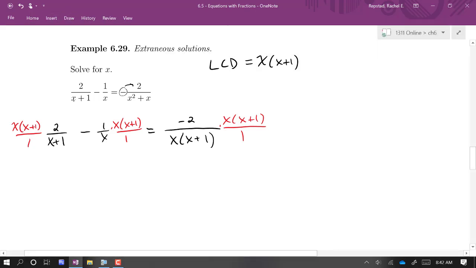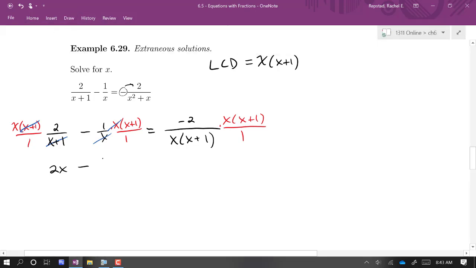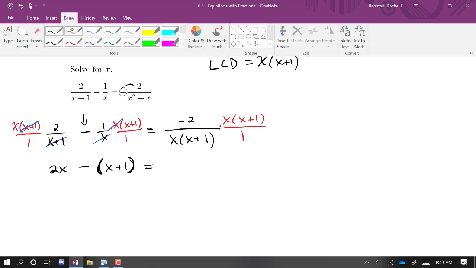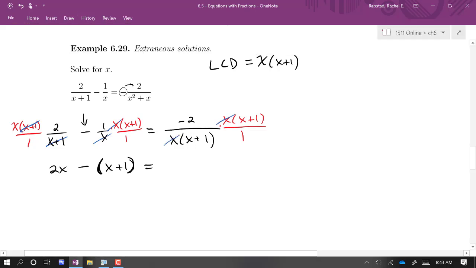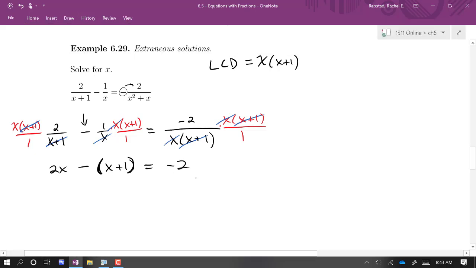All of our denominators should cancel, right? So the x plus 1 cancels with the x plus 1. So that first term is 2x. And those x's cancel. So we're subtracting x plus 1. Note the parentheses here. Those are really important. I am subtracting that whole remaining term, so I have to use parentheses. And then over here, on the other side, the x cancels, the x plus 1's cancel, and we're just left with negative 2.